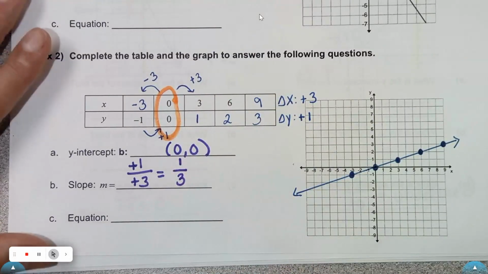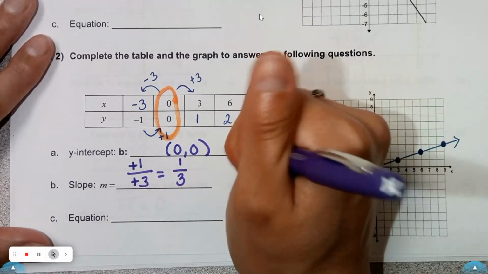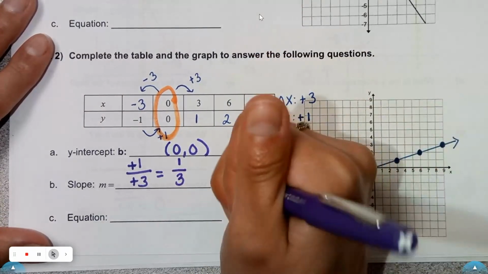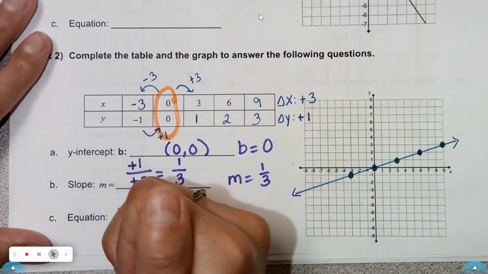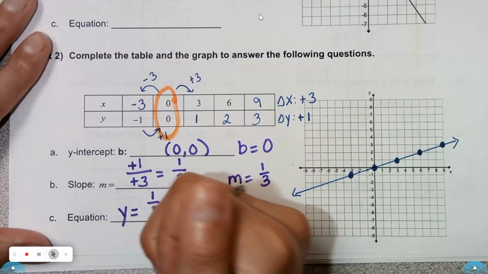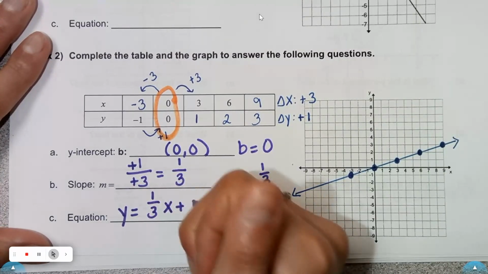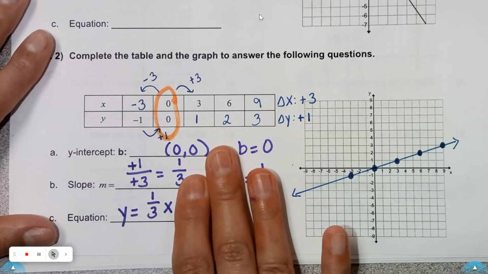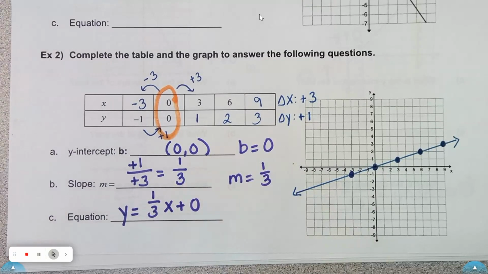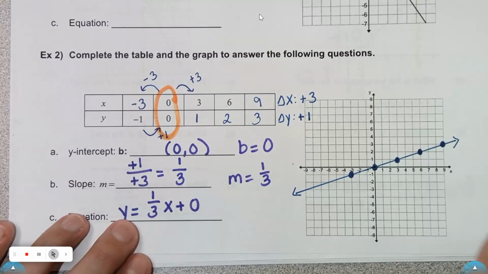So then when I write my equation, my b is 0, my m is 1/3. So my equation is y equals 1/3 x plus 0. You don't have to put the plus 0, so like you could have just written 1/3 x, but I like to put it just so that I know that my start is at 0. Okay, perfect. Once you have that, go ahead and turn to the next page, and then the next page is the last one that we'll do for today.